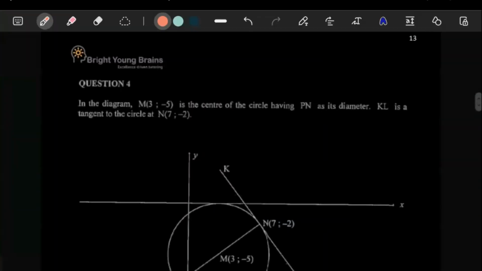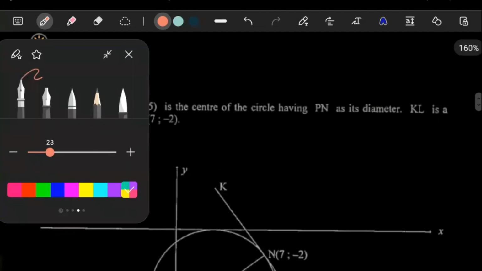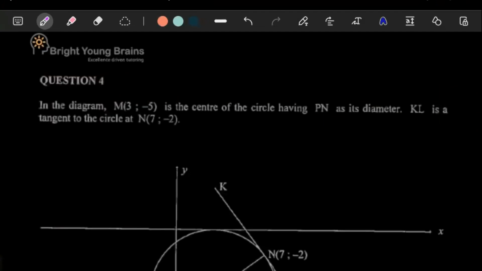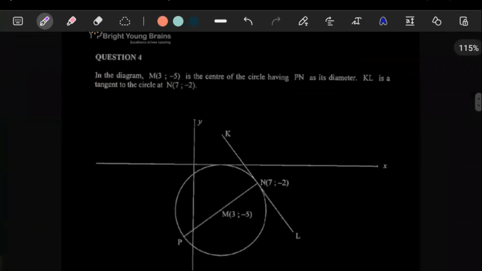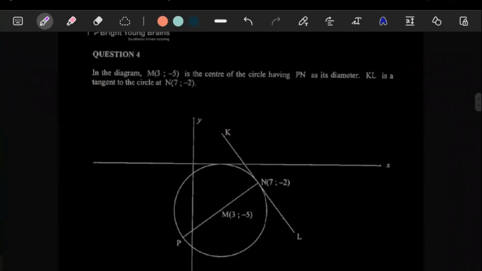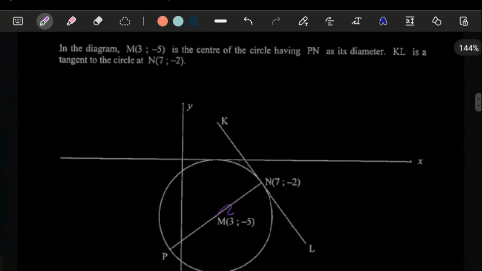Question number 4 looks as follows. It says question number 4, right? Looks like a straightforward question. It says in the diagram, M is the center of the circle. We should be reading and looking at the sketch. They said M, which is this point here. It is the center of a circle having PN as its diameter.